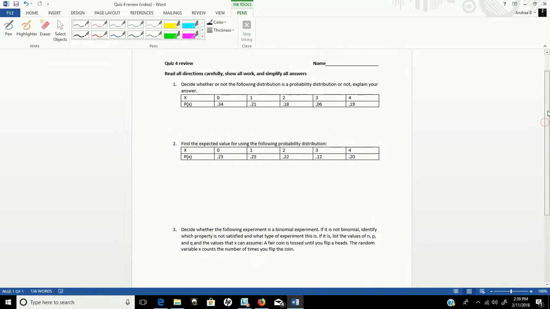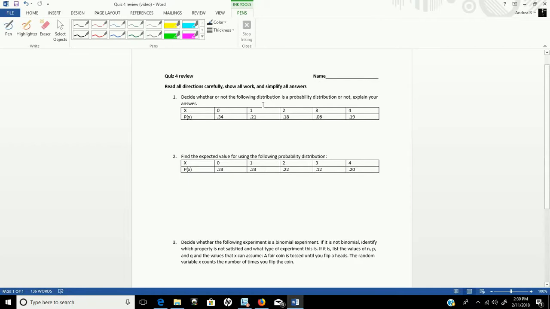Alright, for our quiz 4 here, first of all we got to determine whether or not the following distribution is a probability distribution or not, and explain your answer. So here for this, you need to decide if whenever you add up those probabilities, if they add up to 1 or not. So here in this case, if we add up all these probabilities here, looks like we get 0.98 for that sum. So here in this case, then we'd have that no, it's not a probability distribution.